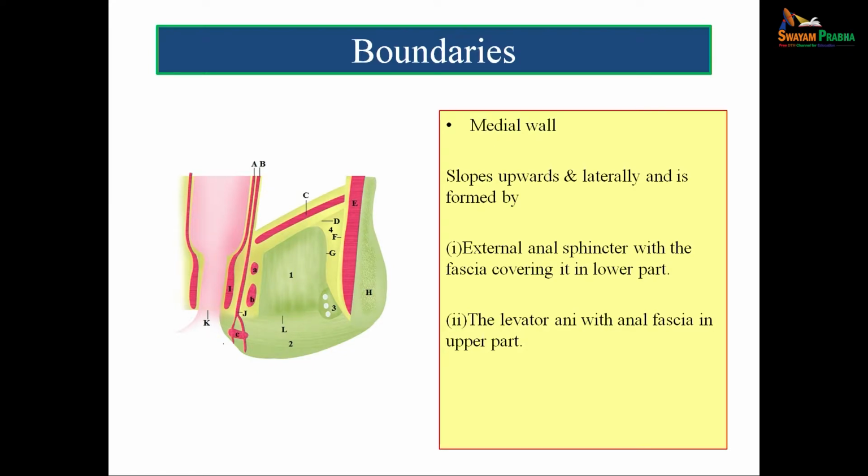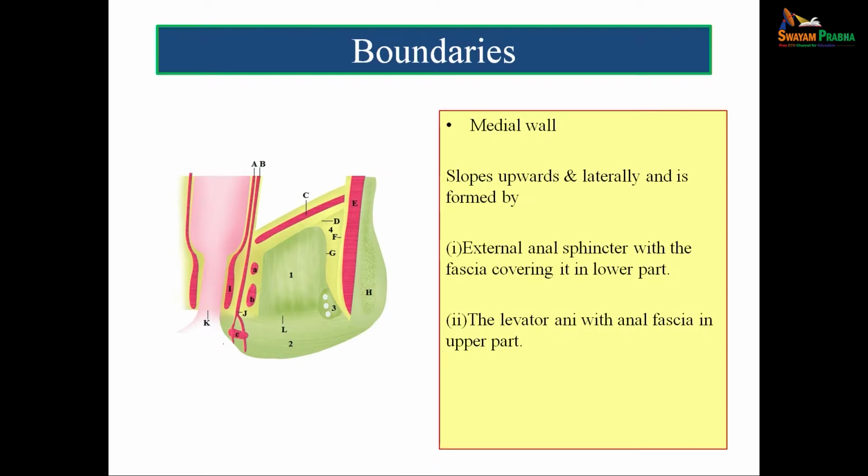So the medial wall is formed by which structures? The medial wall is formed by the external anal sphincter. In the figure, which shows the coronal section of the ischiorectal fossa, you will find three red structures marked by small a, small b and small c. They represent the different parts of the external anal sphincter. The deepest one is called the deep part, the middle one is called the superficial part, while the third part is called the subcutaneous part of the external anal sphincter.